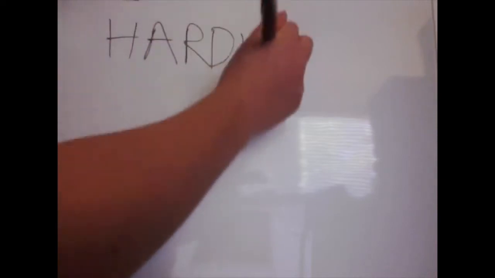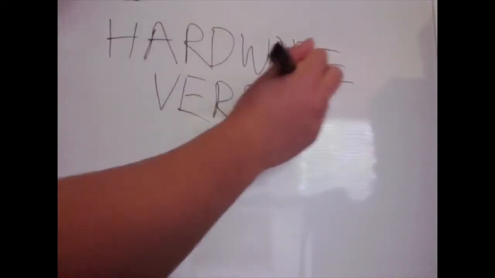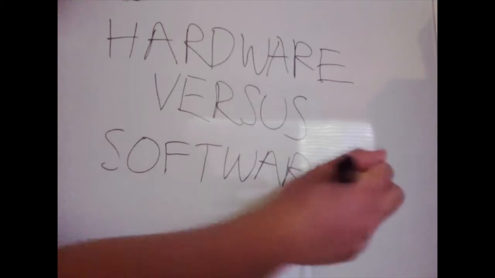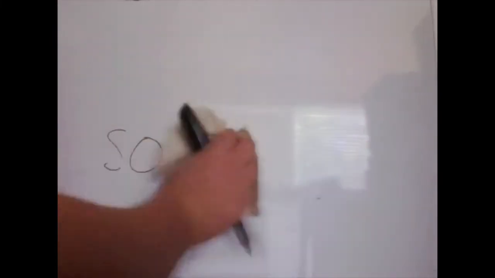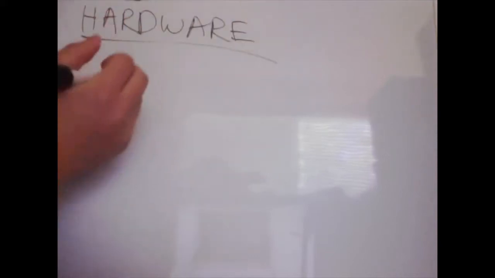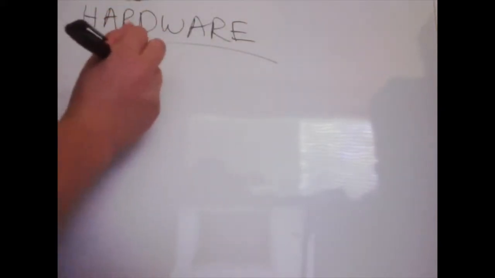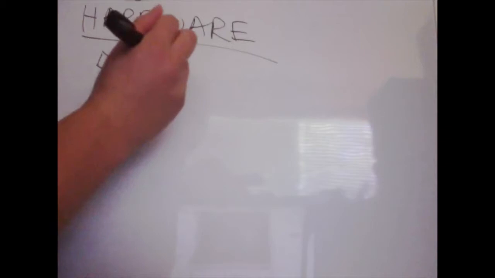You may have heard the terms hardware and software before, but what exactly are hardware and software? What's the difference between the two? Hardware is a machine and all of its parts. With respect to computers, hardware refers to a physical desktop or laptop and all of the components inside of it.